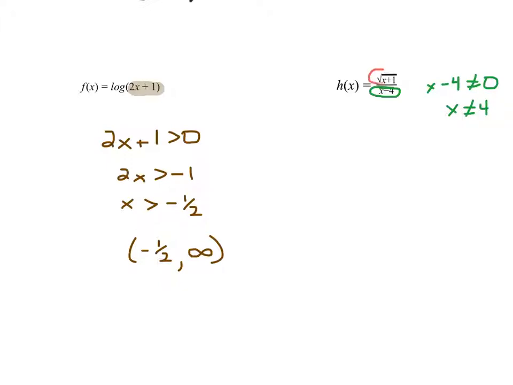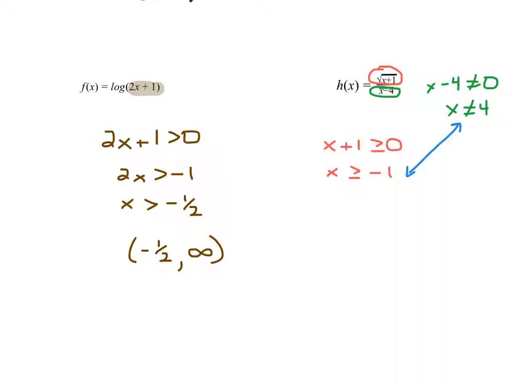But if we look at the top, we have a square root function, x plus 1 under the square root. And remember, for a square root function, we say x plus 1, the stuff under the root, has to be greater than or equal to 0. So if I solve this for x, we say x is greater than or equal to negative 1. So for this one, both these must be true. We must only use x's that are greater than or equal to negative 1, but we have to skip 4. 4 cannot be in the domain.